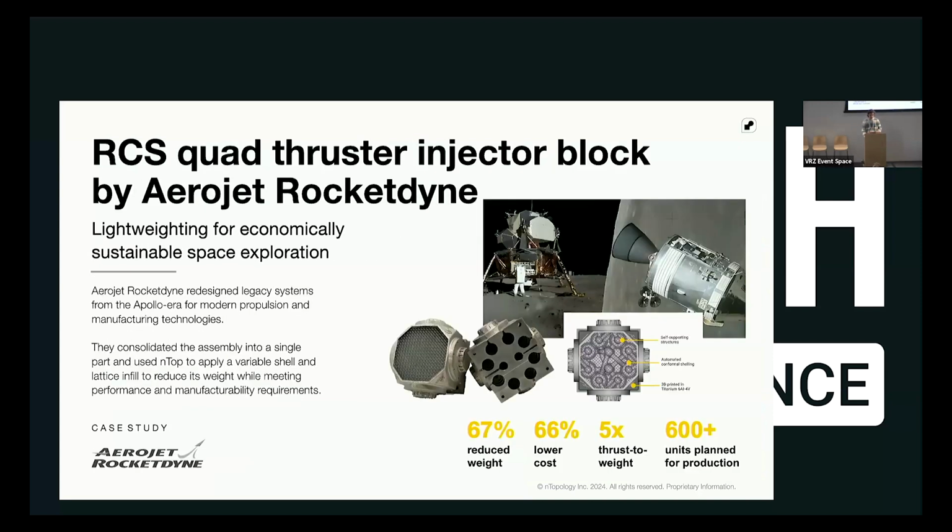Similar type of aerospace related thing: a thruster injector block for updating legacy systems for the Apollo era propulsion system. They were able to reduce 67% of the weight, decrease the cost, increase the thrust to weight ratio, and now they're producing 600 of these. So this is something that simply wasn't possible without nTop.